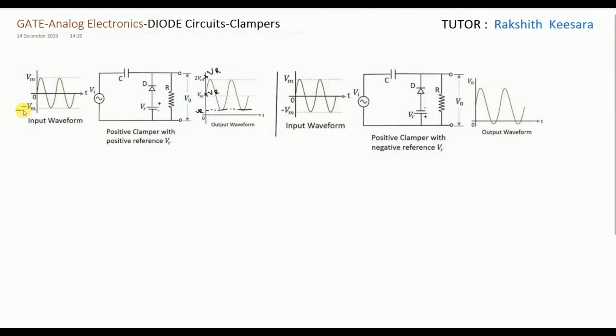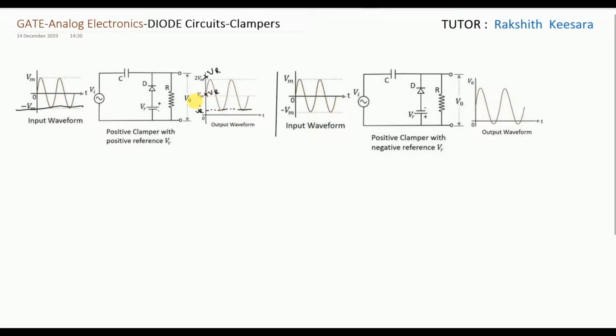See, if the least voltage is minus Vm, we should add Vm to make it 0. If the least voltage is VR, we should add Vm to make it the reference voltage here. So VR plus Vm is this point and VR plus 2Vm is this point, such that our peak to peak voltage will remain the same.